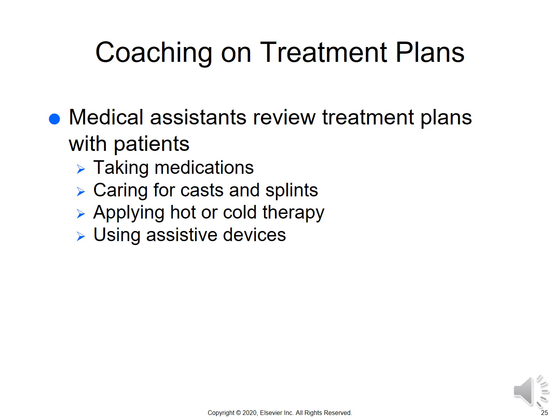Medical assistants coach patients on treatments to do at home. This could include taking medications, caring for casts and splints, applying hot or cold therapy, and using assistive devices. Besides these treatments, the medical assistant may also need to help coordinate the patient's care for additional treatments such as physical, occupational, or massage therapy.